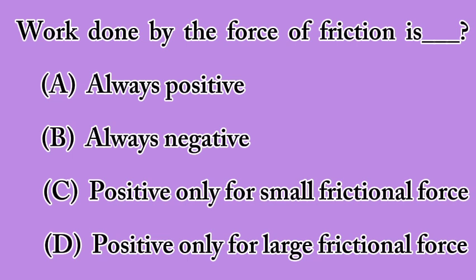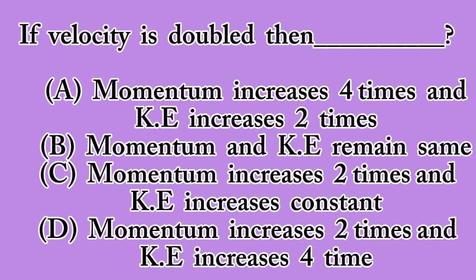Work done by the force of friction is: A. Always positive, B. Always negative, C. Positive only for small frictional force, D. Positive only for large frictional force. If velocity is doubled, then: A. Momentum increases 4 times and KE increases 2 times, B. Momentum and KE remain the same, C. Momentum increases 2 times and KE remains constant, D. Momentum increases 2 times and KE increases 4 times.